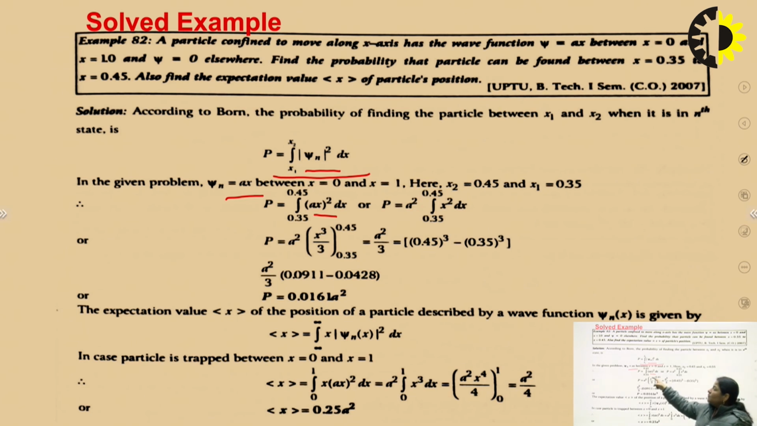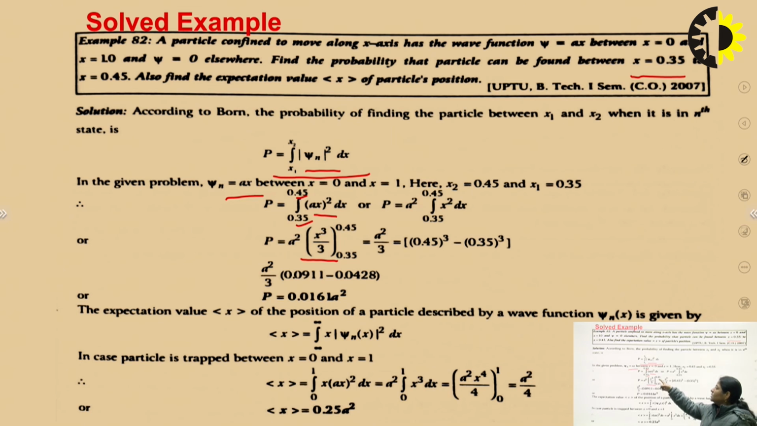Now the limits, we will substitute what is asked in the question. They are asking x equals 0.35 to x equals 0.45. In this region, they want to find out the probability. So we will substitute the limits like this. All right. And then we will simply integrate. All of us know how to integrate these simple values. So when we integrate, this is the result of the integration.